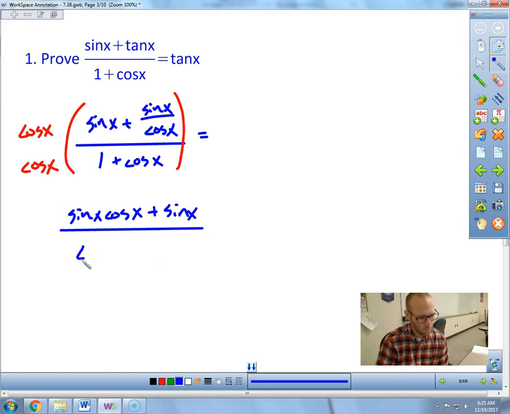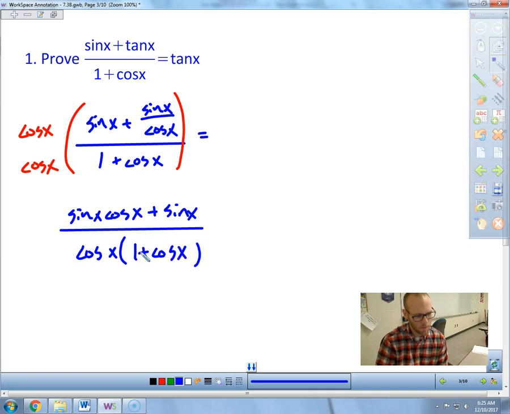Over. Now I'm not going to distribute this in because I'm already noticing something in the numerator that I'm going to be able to do. Okay? Look at that numerator. What can I do with that? Well, I have a sine term in each of these. I have a sine of x in that term. I have a sine of x in that term, which means I can factor that out.